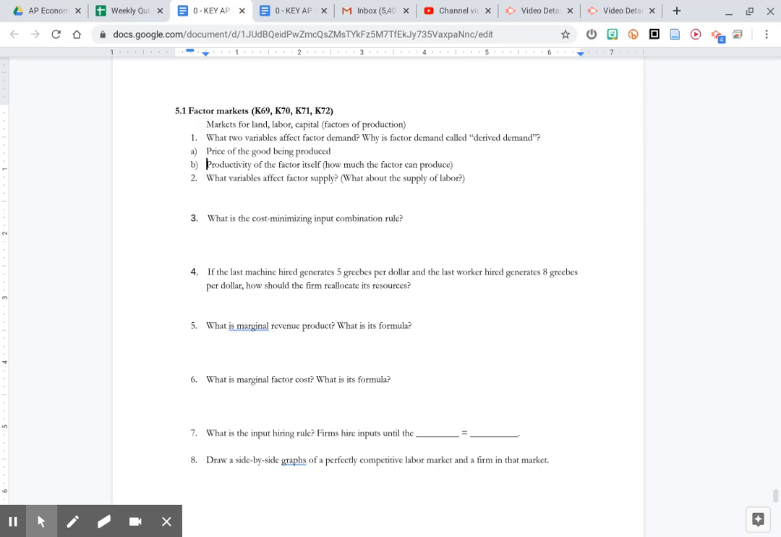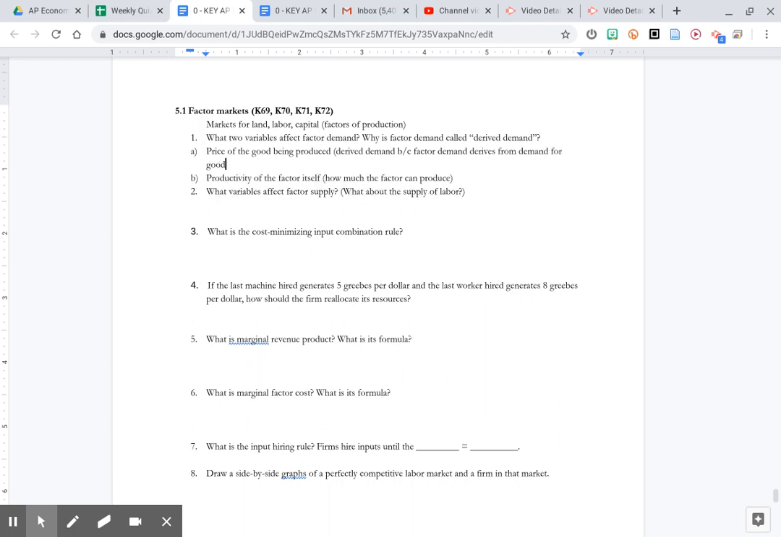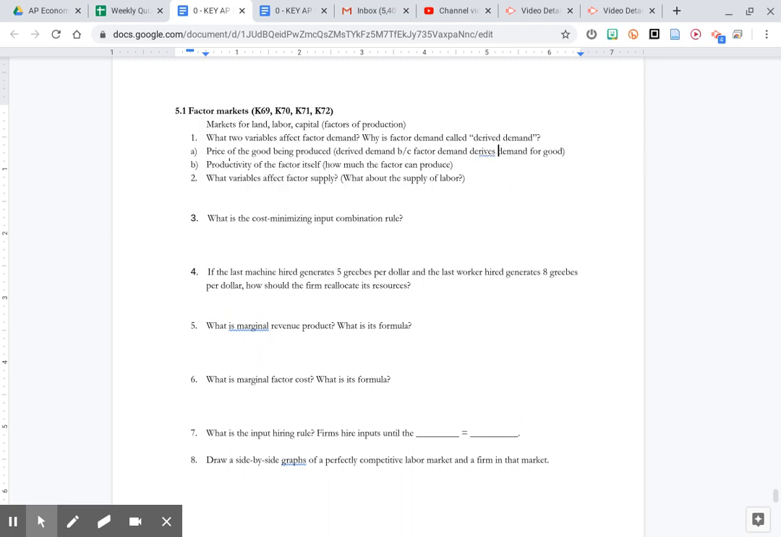And we would say that it's called derived demand because factor demand derives from demand for the good. We don't demand the workers unless they're actually producing anything of value. And we're actually seeing that right now in terms of the coronavirus pandemic, right? You don't need workers if there's no demand for people in restaurants. And that's a big thing crippling current employment numbers.